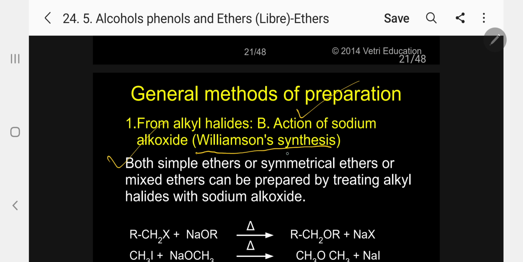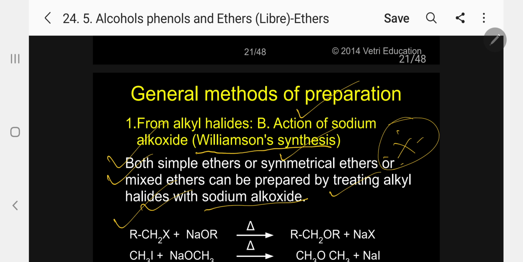Both simple ether, symmetrical ether, or mixed ether can be prepared by treating alkyl halide with sodium alkoxide. This is very, very important. All types of ether can be prepared by this action of sodium alkoxide. That is Williamson synthesis. That's why it is very famous. General formula: RCH2X plus NaOR giving RCH2OR and NaX.